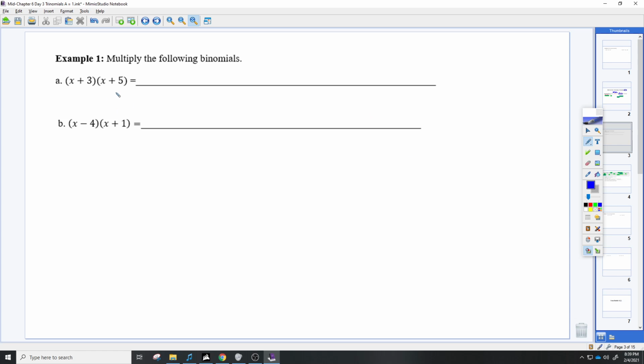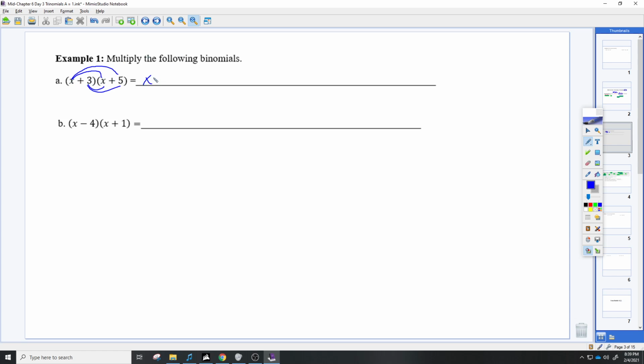But first, let's do some problems that we already know how to do, and then we're going to do the reverse of it. So what we're going to be doing is multiplying these 2 binomials together because there's 2 terms in each one of these. And you should already know how to do this. So I'm going to draw my arcs to multiply these together. So this is something we already know how to do. We're going to multiply these together.